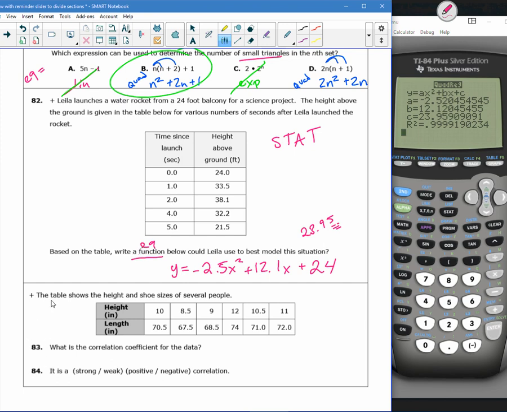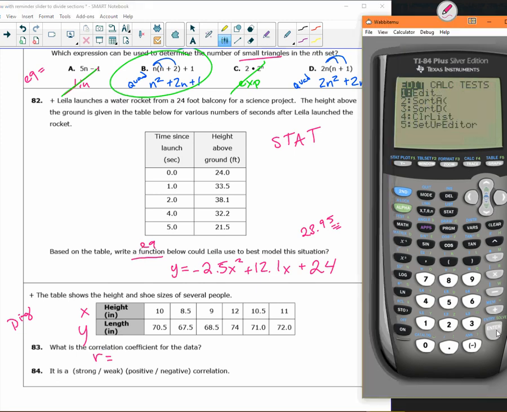83 and 84. The table below shows the height and shoe sizes of several people. What is the correlation coefficient? Is it a strong or weak, positive or negative correlation? Correlation coefficient is the r whenever we have it. So again, you have to have diag on, turned on in order to see it. Sometimes if your x values are in order, you can see if it's increasing or decreasing, so you can see if it's positive or negative. But if I look at this table, it's not in order, so I can't tell.